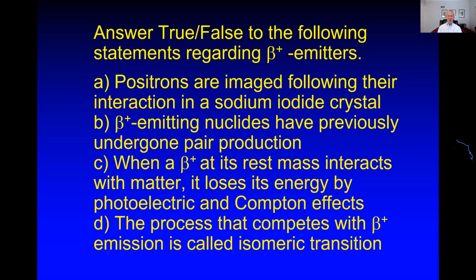When a beta plus at its rest mass interacts with matter, how does it give up its energy? Is it by photoelectric and Compton effect? False. That is false. How does a beta particle lose all of its energy? Is it annihilation? Sure. It destroys a negatron and it releases annihilation radiation. What loses its energy by photoelectric and Compton? That's gammas. It's not positrons, that's gammas.